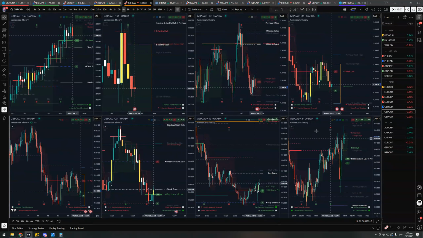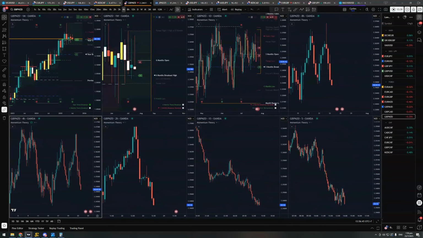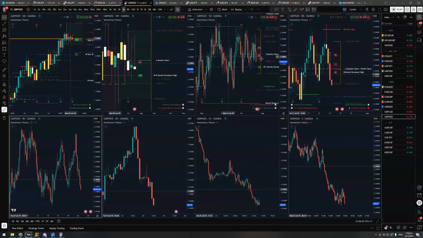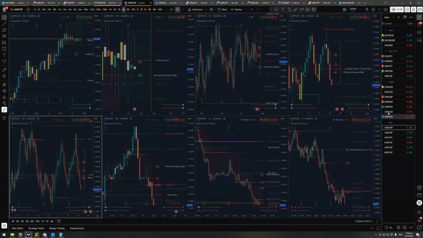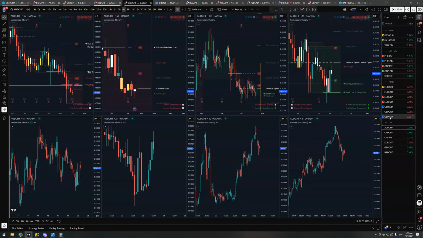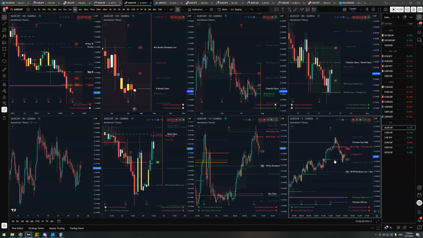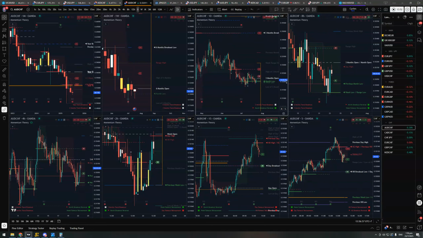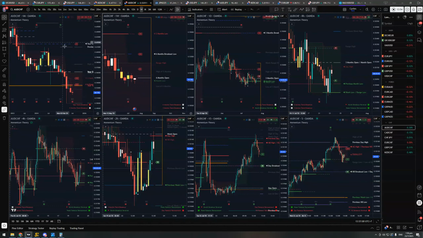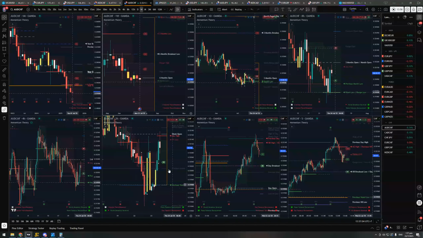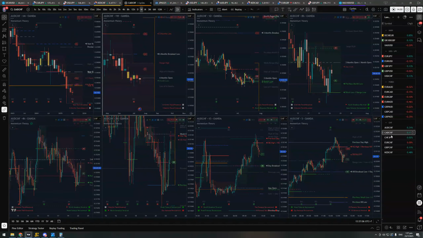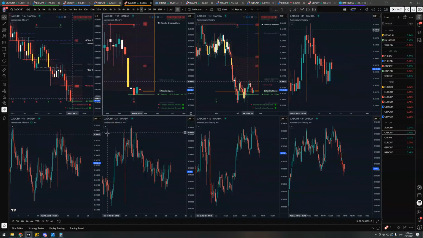GBPCAD. Nothing. Scalping, but GBPNZD is not a really good one to scalp because the spread, at least for me, is not very good. Bearish on these ones. Okay, nothing. CAD Swiss.